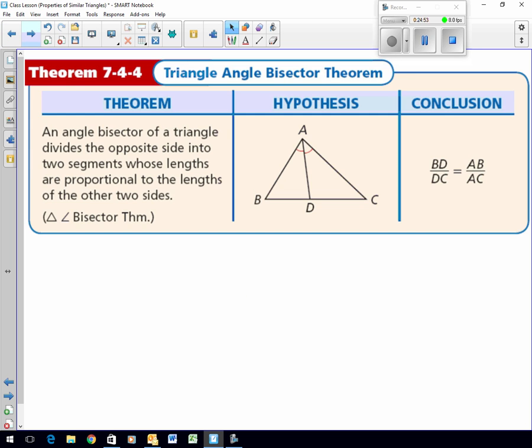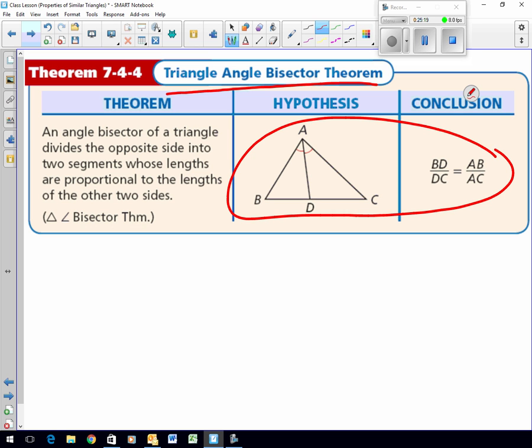Okay. All right, one last one. It's called the angle bisector theorem. It's very important. Very important. Okay, on this one, I want you to write down. Let's do this part. We'll keep it the same today. Okay, keep it the same.